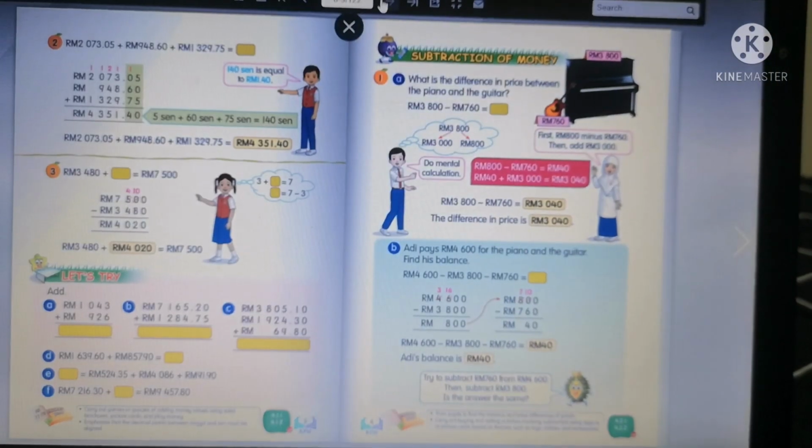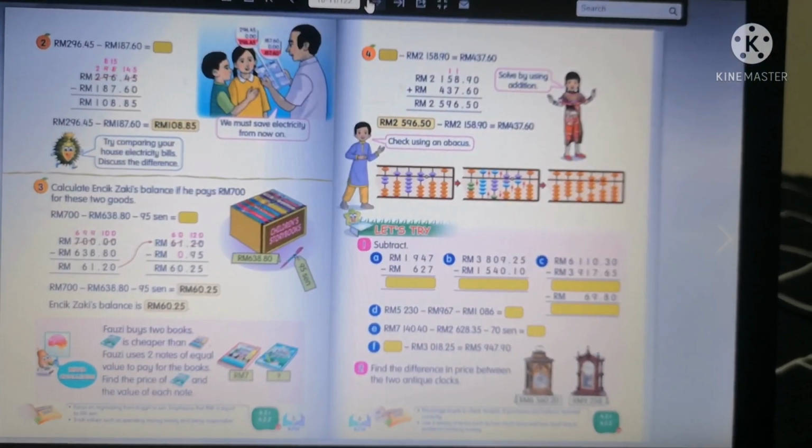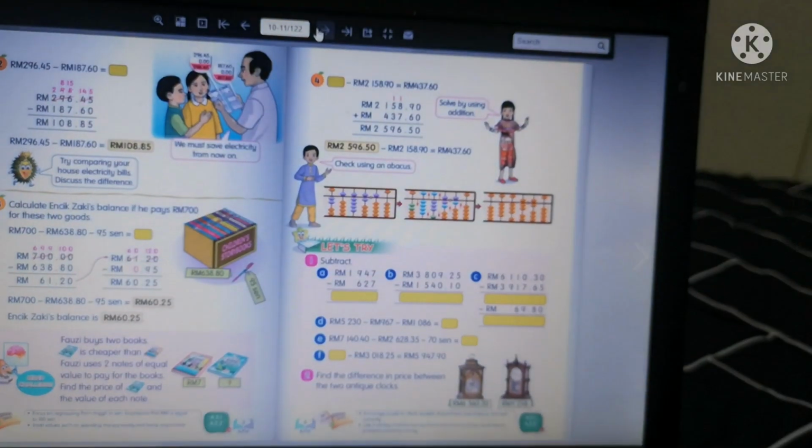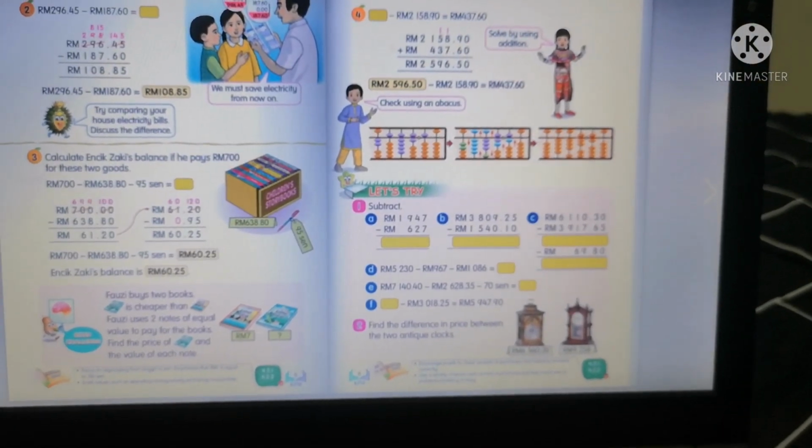So now we are done with the textbook, I want you to take out your activity book. This one, the same activity book. So please take it out. We are going to do the exercise in that book. Okay.